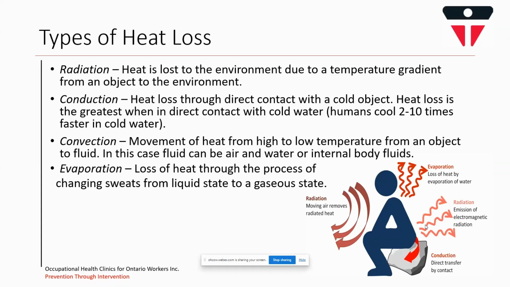And from a cold stress perspective, our body loses heat mostly through convection and conduction. Convection is the movement of heat from high to low temperature from an object to fluid, and in this case, fluid refers to our internal body fluids. And our body can also lose heat through conduction when our body comes in contact with a cold object.